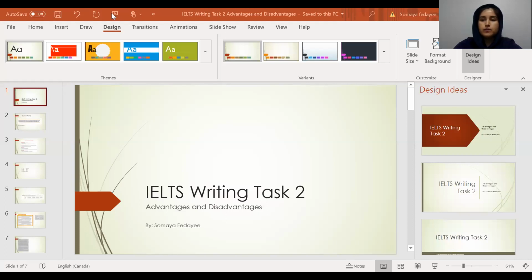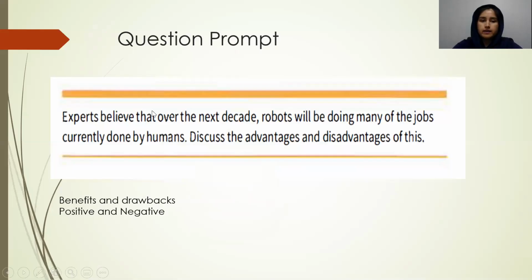Okay, so for this kind of question, there will be a question like, experts believe that over the next decade, robots will be doing many of the jobs currently done by humans. Discuss the advantages and disadvantages of this. And again, as you remember, task 2 is 250 words, and you have 40 minutes for that. So remember that. And here it asks you to discuss the advantages and disadvantages.